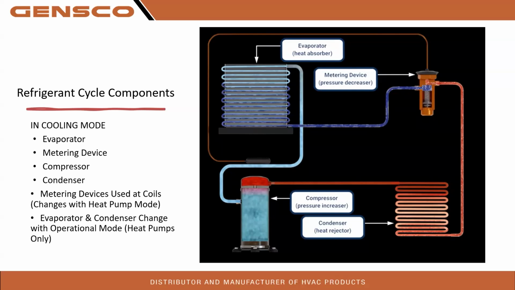We have metering devices at the indoor and outdoor coils if it's a heat pump. And the evaporator and the condenser do change with operation. So your evaporator will always be your low pressure, low temperature coil, and your condenser will be your high pressure, high temperature coil. So let's keep it simple. Let's just remember this process as we're working on all sorts of different equipment, whether it's single stage or variable speed.